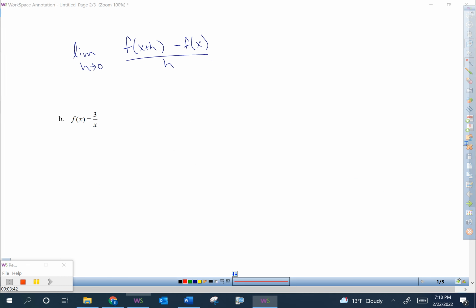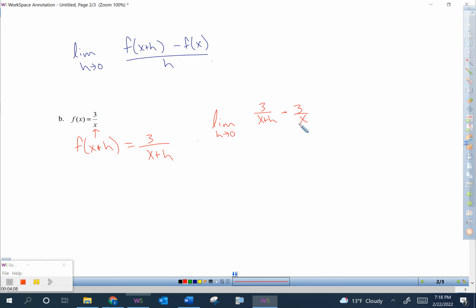Okay, looking at the second problem, we're going to talk about when there's a fraction involved, what to do. The process stays the same. We want to look at x plus h plugged in first. So that just looks like 3 over x plus h. No problems there. Nothing to simplify. So when we sub it in, we've got our limit as h approaches 0, just like normal. We've got 3 over x plus h, and then minus 3 over x.